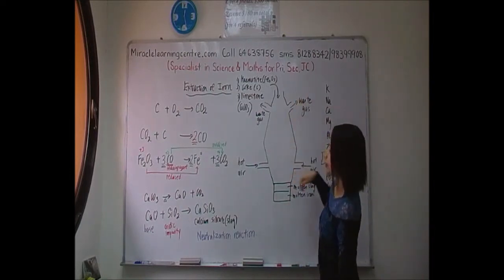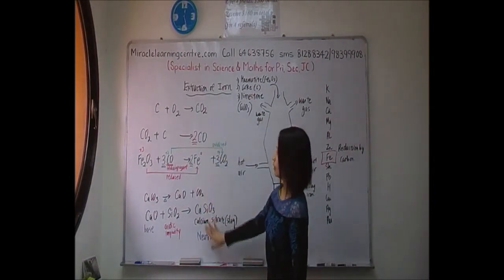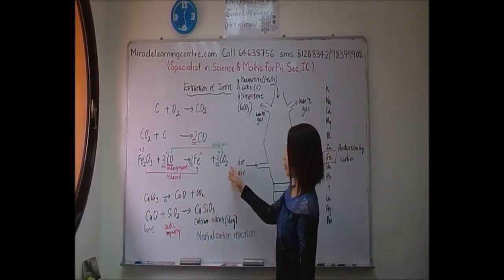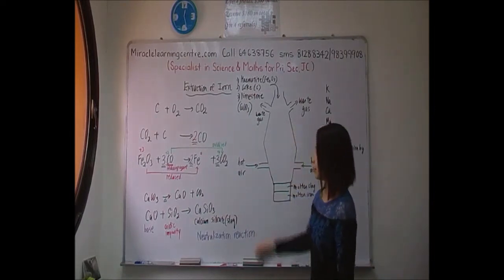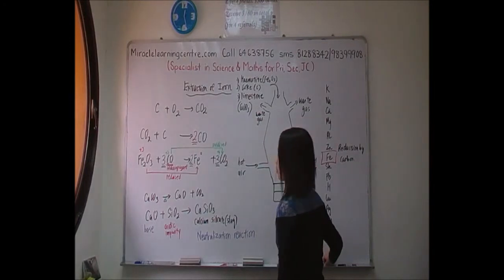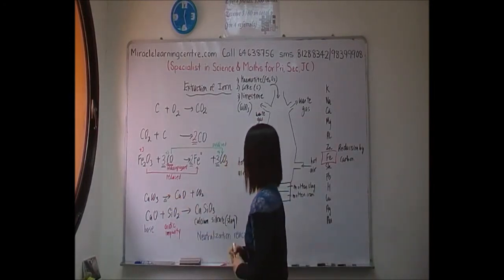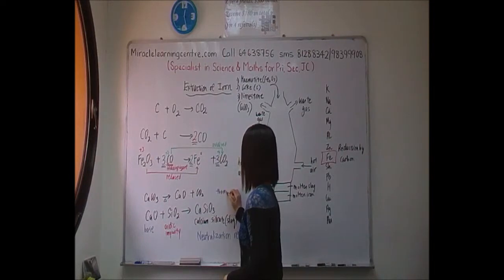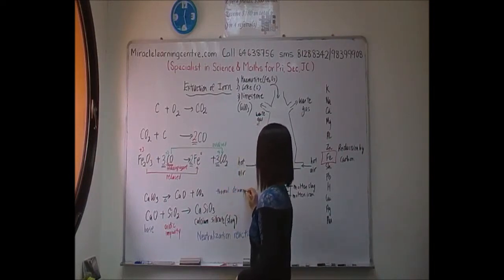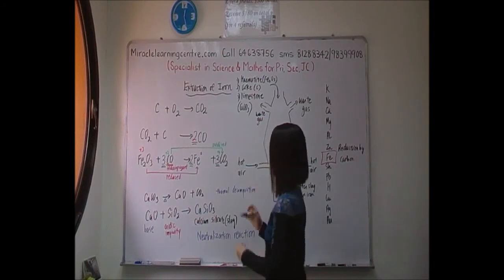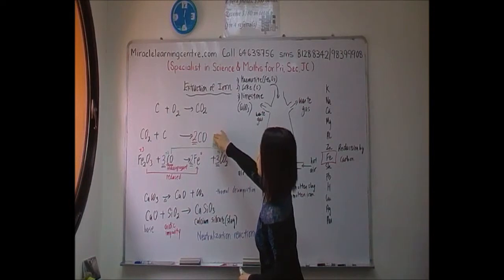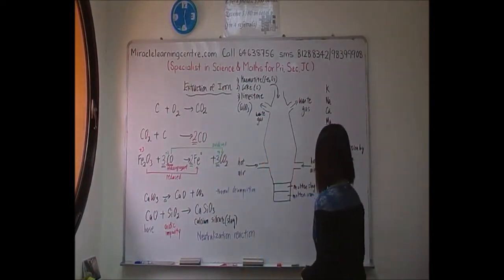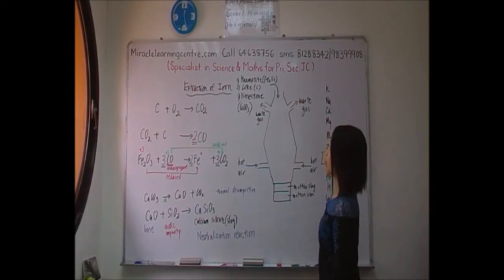Okay, so you need to know the label, you need to know the 5 equations, and you need to know how to explain the reduction and oxidation. You need to know this is a neutralization reaction. This is a thermal decomposition, because calcium carbonate has broken down into calcium oxide and carbon dioxide. And this is a combustion reaction. This is also reduction. Okay, we'll come to the end of extraction of iron.